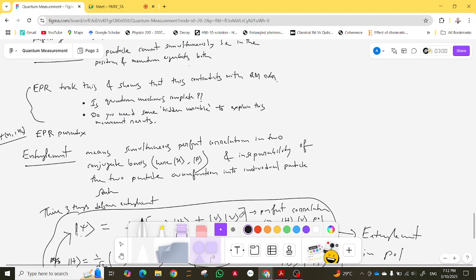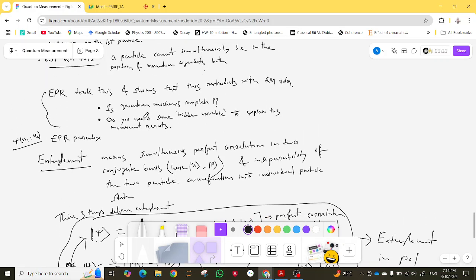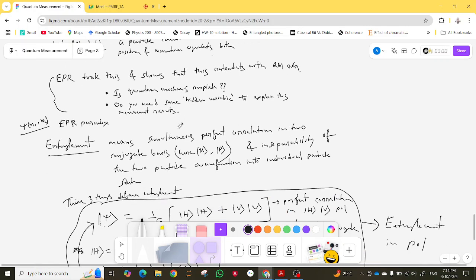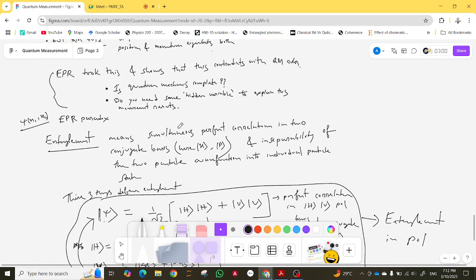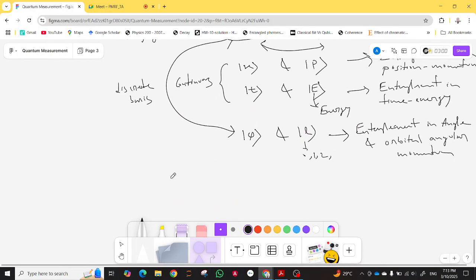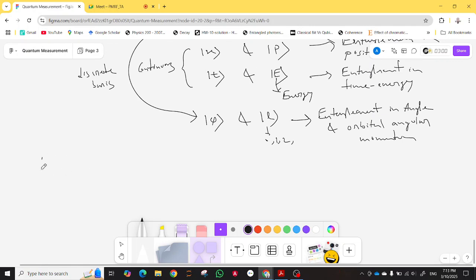Okay, so what did EPR say? EPR asked this question, that I told you previous week: is quantum mechanics complete, or do you need some hidden variable to explain this entanglement phenomenon, right? So EPR proposed that you need some hidden variable to explain quantum mechanics, right? Now check whether a hidden variable can explain this or not.